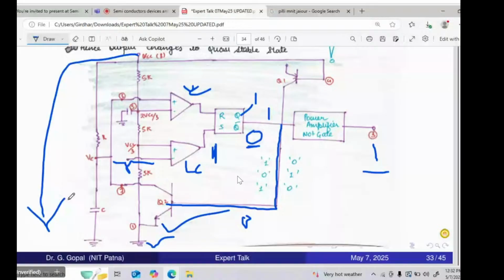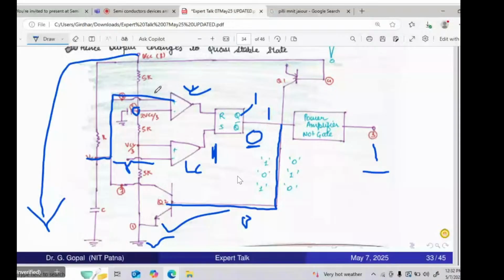And what is the nature of the capacitor charging? The capacitor starts charging, or increasing, exponentially. But by how much? This terminal is connected to this node only, and this node has the voltage 2 VCC by 3. Same operation. So the capacitor starts charging exponentially up to 2 VCC by 3. If VC, this potential, the positive terminal, is VC, and this is 2 VCC by 3.